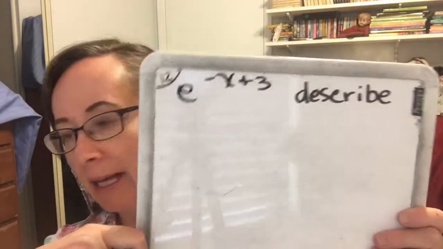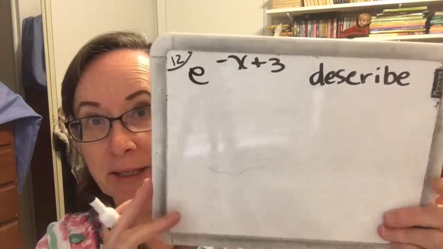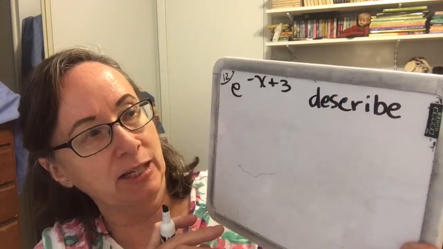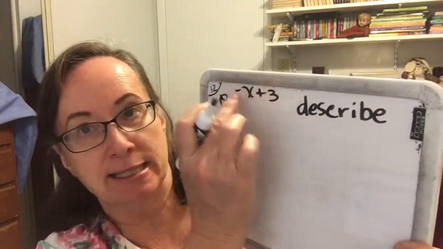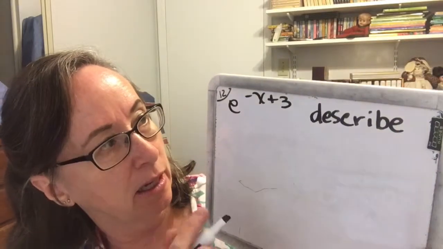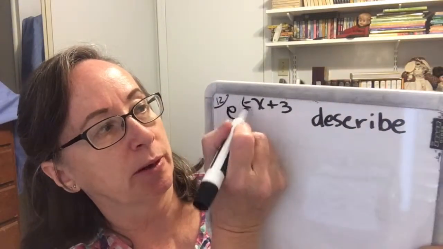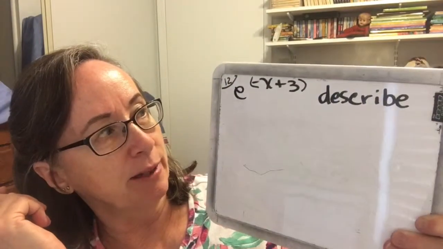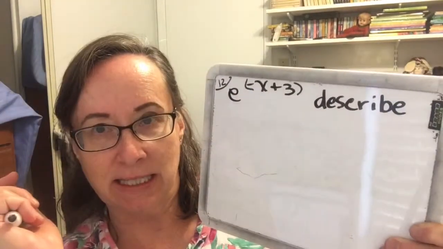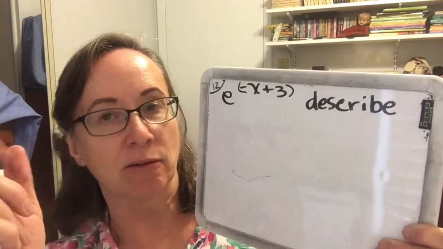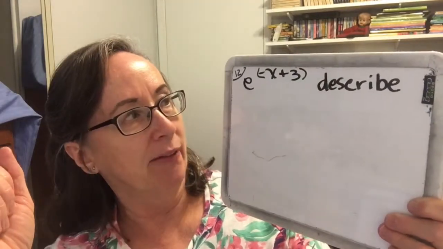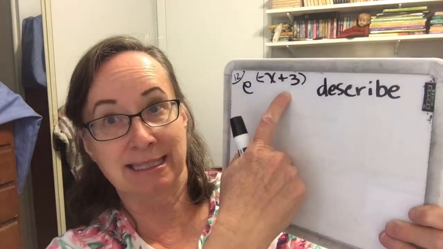All right, so here we have number 12 on the back of the PowerPoints, and we have e to the negative x plus 3. All of this is the exponent there. We could put it all in parentheses if we wanted to clarify it, but it's all up there. Okay, so now we have a negative x, and remember a negative x is going to reflect horizontally across the y-axis, and then we have a slide.